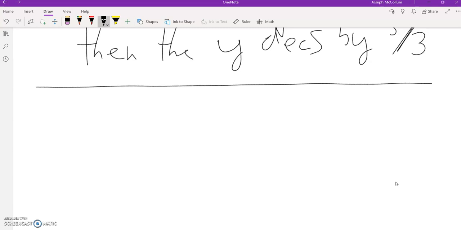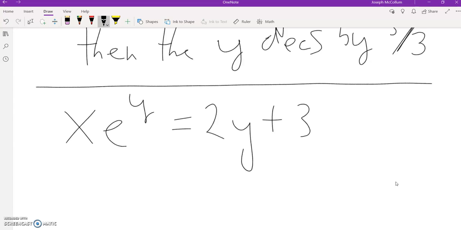Let's look at another problem, and let's bring in some exponentials just so we can review that. Let's say we have the expression x e to the y equals 2y plus 3, and I want to find, once again, dy dx at the point 3, 0.